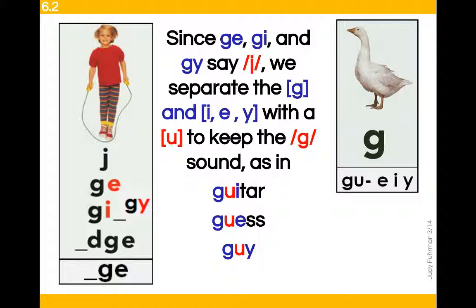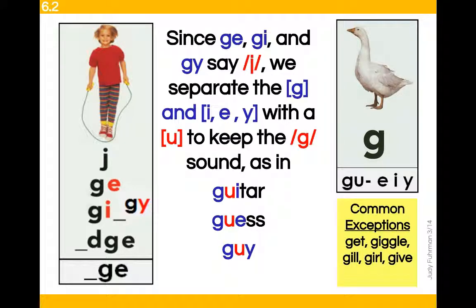So, in the word guitar, GI actually falls in there, but we need to put a U in between G and I, so it says guitar, not jatar. In the word guess, we need to add a U in between G and E, so it says guess and not Jess. And in the word guy, G-Y, we need to add a U in between, so the word says guy and not jai.